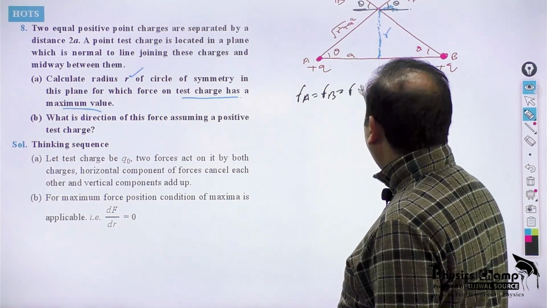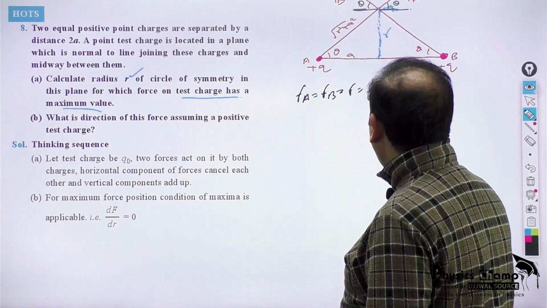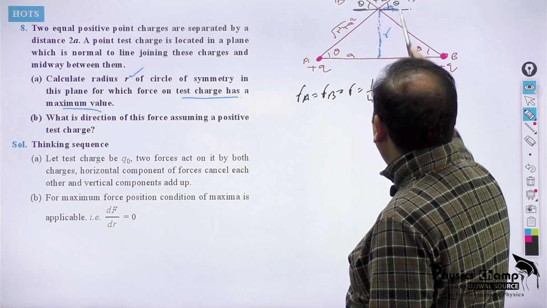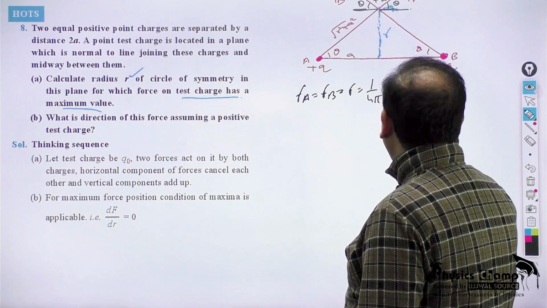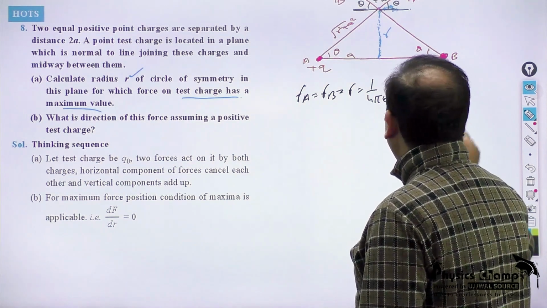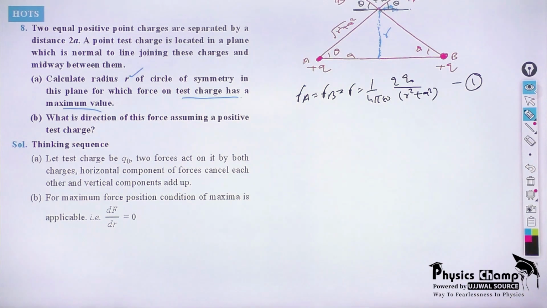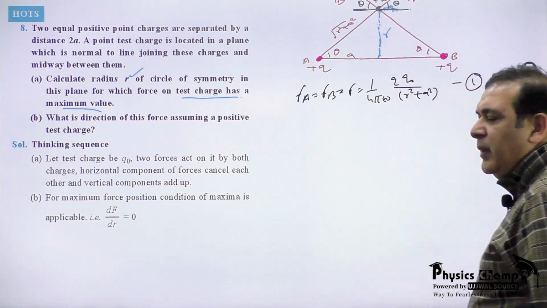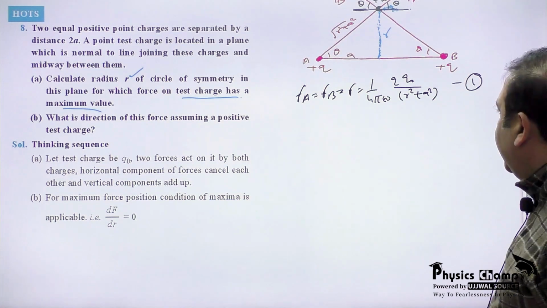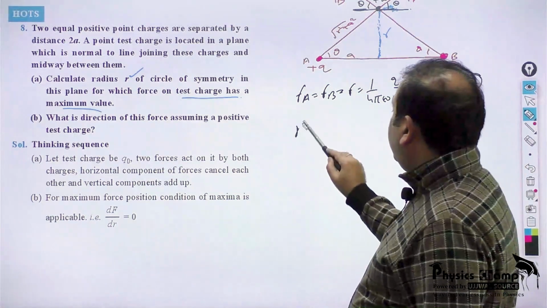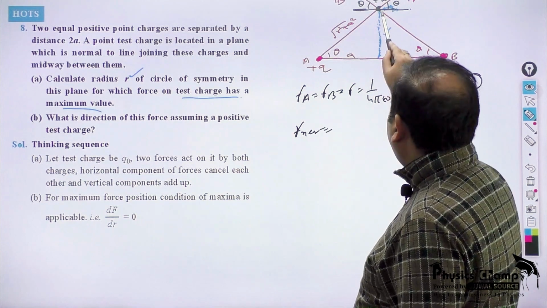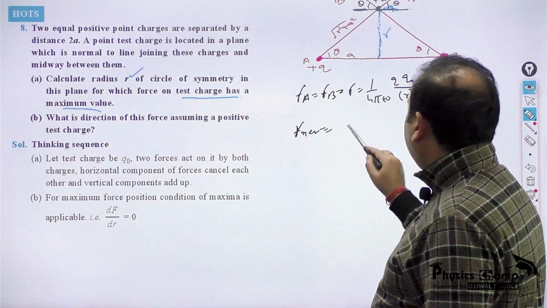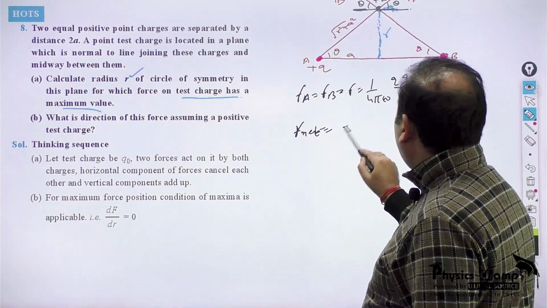Both will be the same, 1 by 4 pi epsilon naught q q naught by root r square plus a square whole square, so r square plus a square. So at this point charge q naught, the forces are the same. And the net force, if I look at this, the horizontal components Fa cos theta and Fb cos theta will cancel each other. The net force will be 2F sin theta.